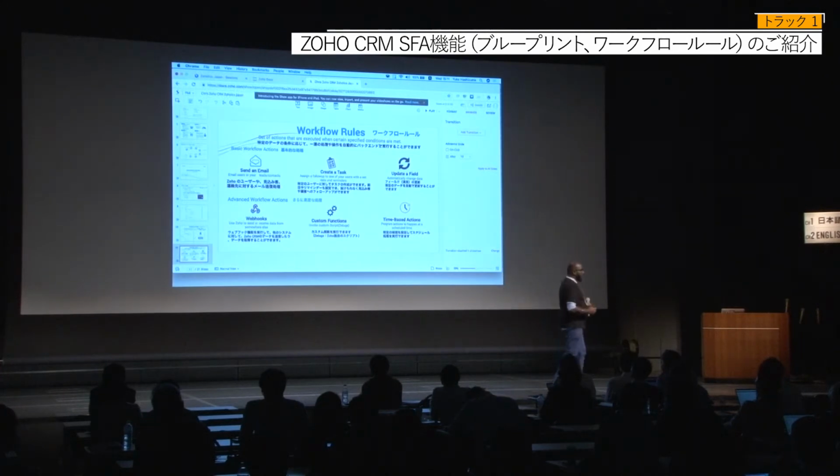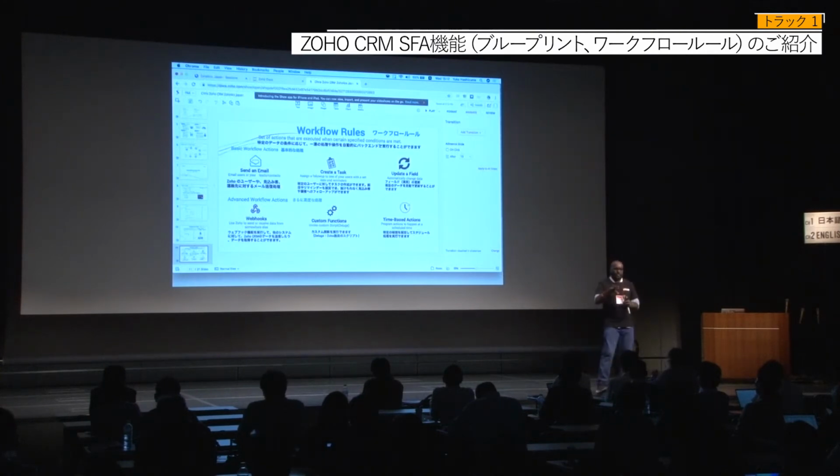So through workflow, you can send an email, you can create a task, you can update a field, you can make a webhook call, and you can execute a custom function. And there are two types of execution here. One is instant action, another one is time-based action. So instant action is, for example, here the criteria is the deal module, okay? The amount is above 50,000. And once Zoho CRM knows the amount is more than 50,000, the rule gets executed.